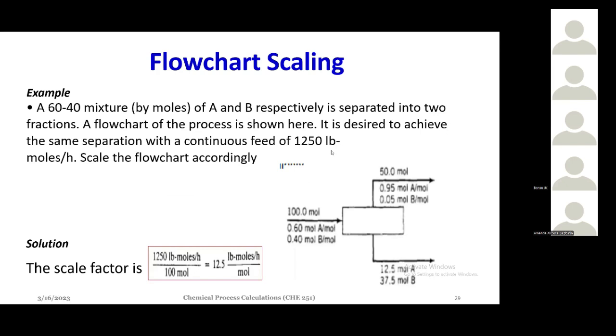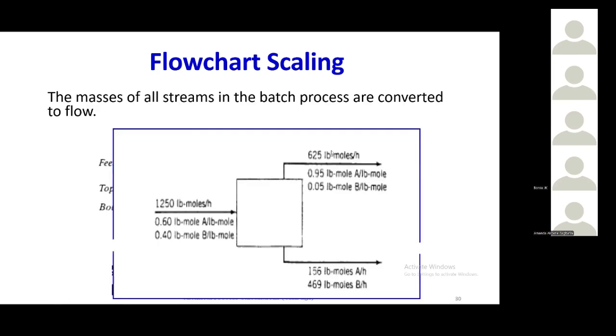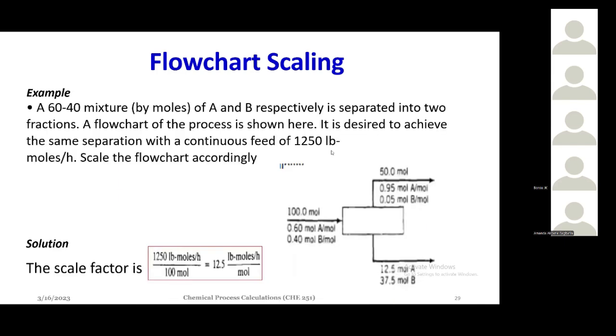Okay, so that's the whole idea of flowchart scale. So let's say we first solved our question based on this 100 moles and we had these values. Now when we change our feed to 1250 and the compositions are still the same, like 60%, 40%, then we don't have to start the overall mass balance and the calculations again.